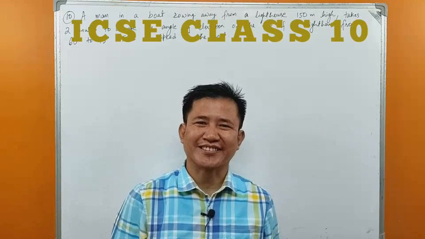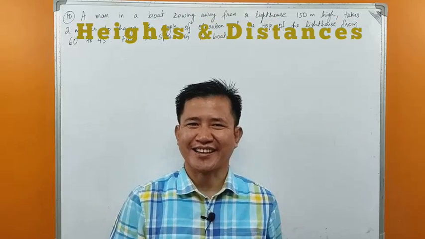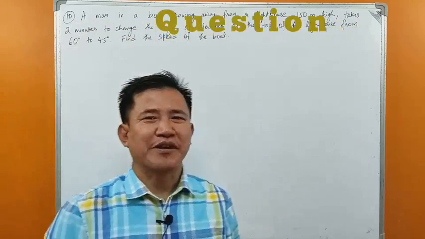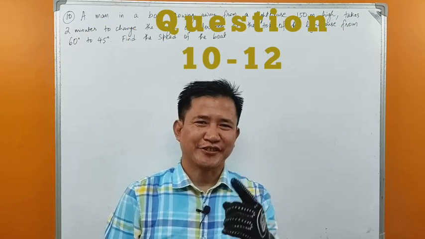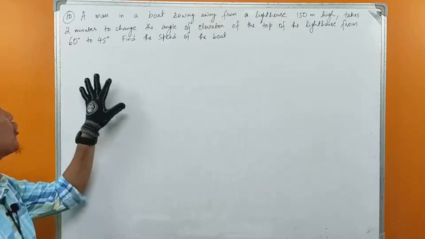So we are doing exercise 22B, heights and distances from the class 10 ICSE book, isn't it? We have completed till question number 9 in our previous videos, and today we'll start right from question number 10 onward. Okay, so let's begin. This is question number 10.